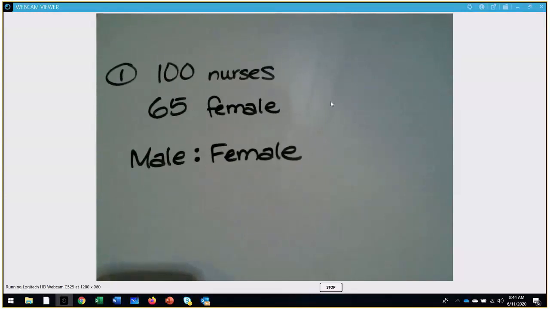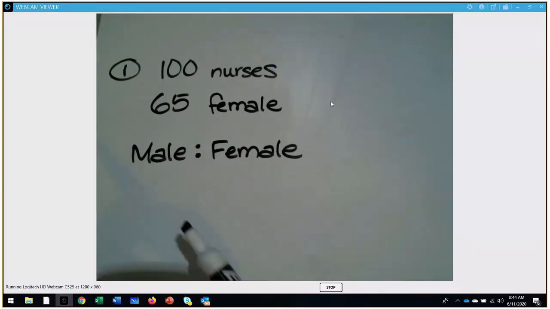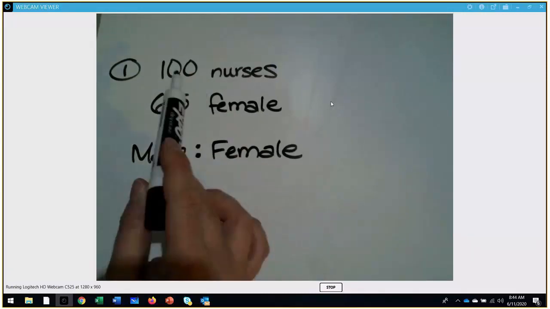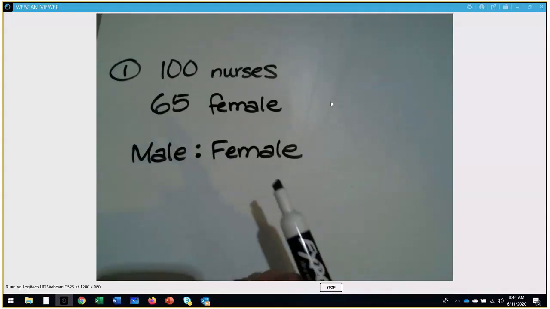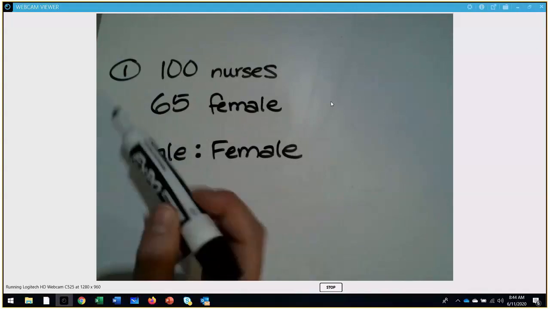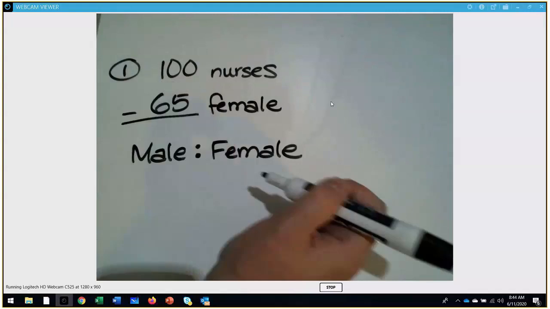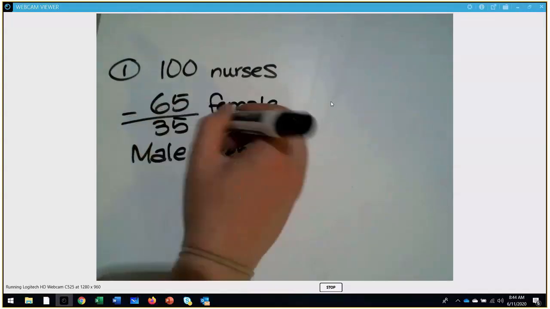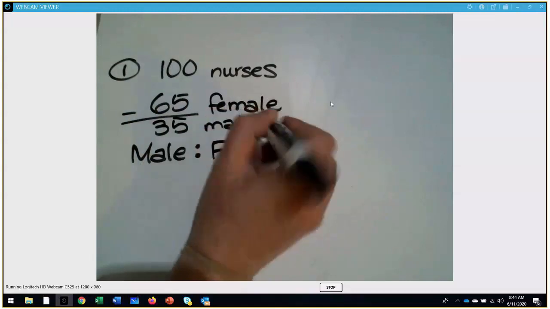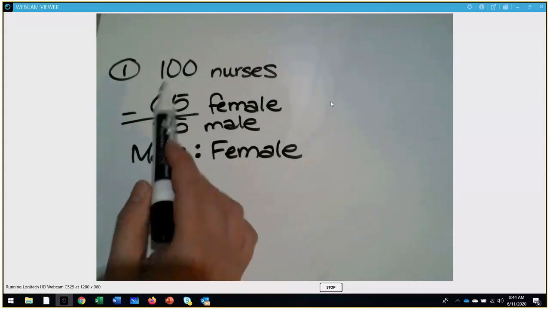All right, so here is my information here. If they want males first, then we got to figure out how many males there are. So we know that there's 100 total. We know that 65 of them are female. So the other part of this must be male. So if I just subtract, then that's 35. And those must be the males because 35 plus 65 is 100.